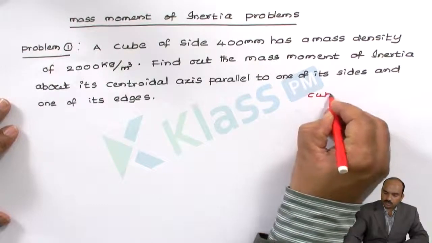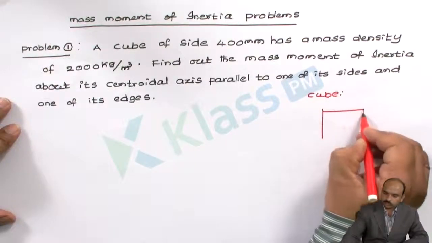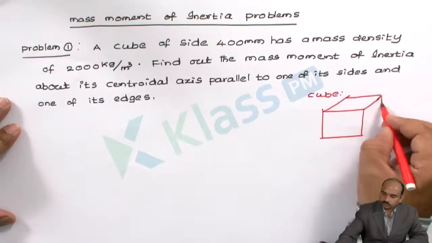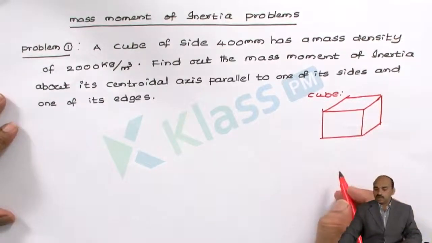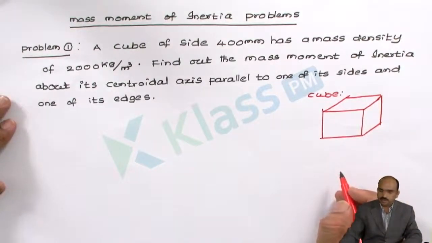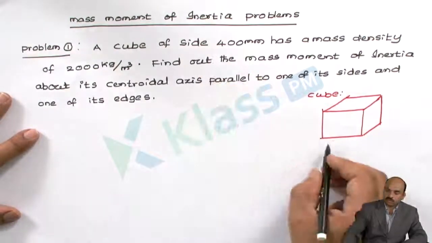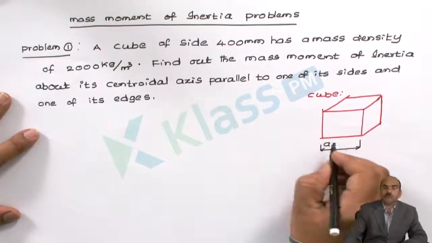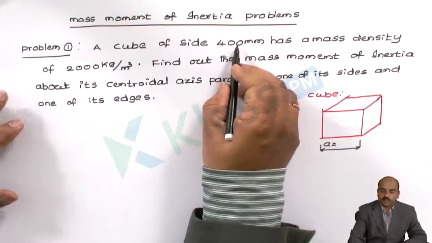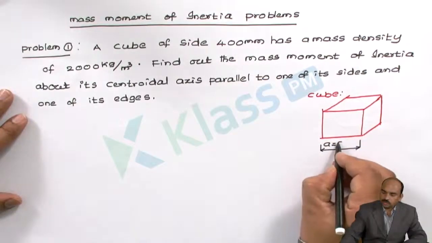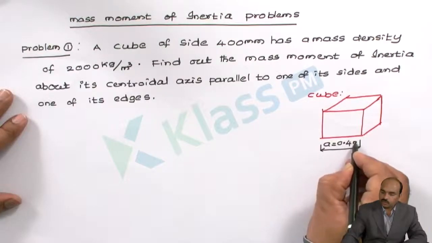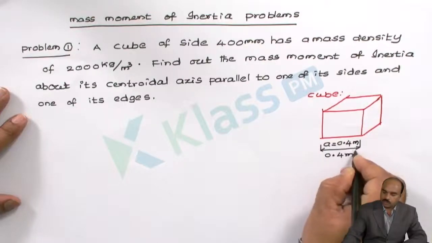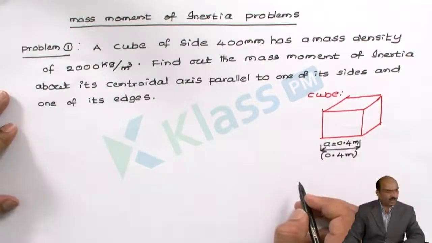I'll draw a cube. We know in a cube all the faces are the same size. So one side is given as 400 mm. Let the side be A. This 400 mm, I'm converting it into meters, so I get 0.4 meters. So this dimension is 0.4 meters. Now all sides are equal.